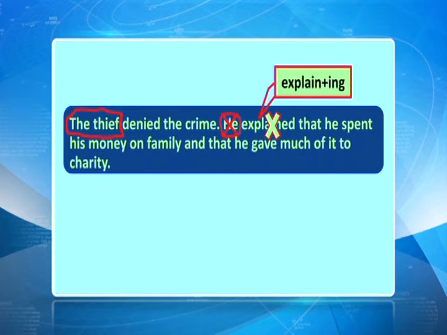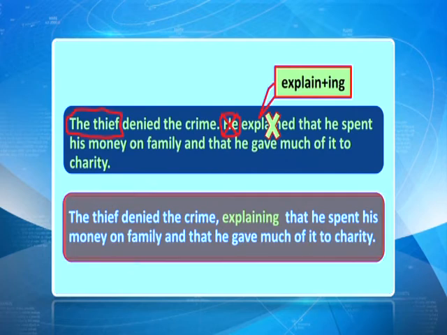Now let's see what the right answer is. The thief denied the crime, comma, explaining that he spent his money on family and that he gave much of it to charity. Now see, he explained becomes explaining.